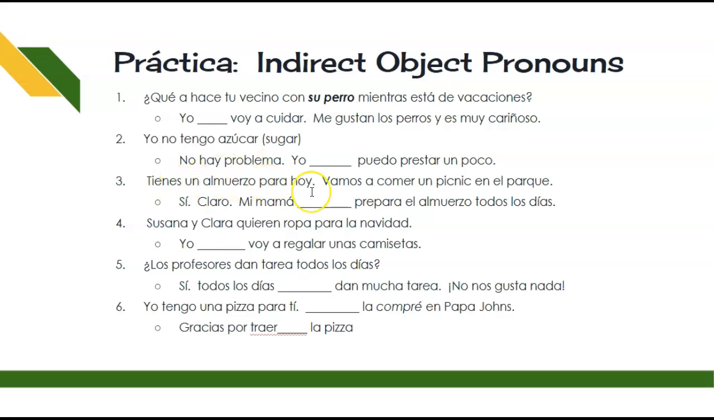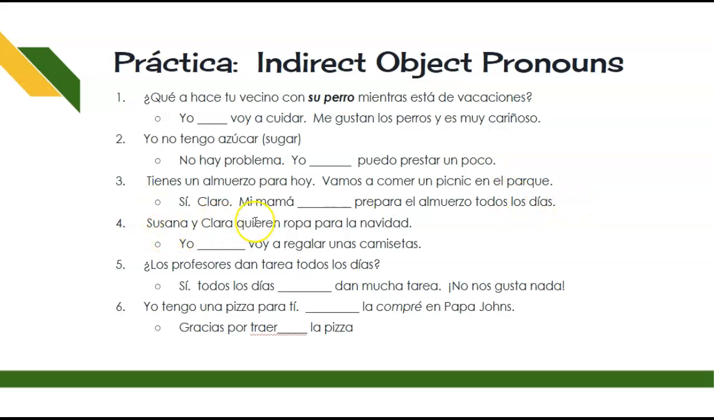¿Tienes un almuerzo para hoy? Do you have lunch for today? Vamos a comer un picnic en el parque. We're going to have a picnic in the park. And the response is, sí, claro. Yes. Mi mamá prepara el almuerzo todos los días. My mom prepares the lunch for me every day. So which is for me? Me. Me prepara el almuerzo todos los días.